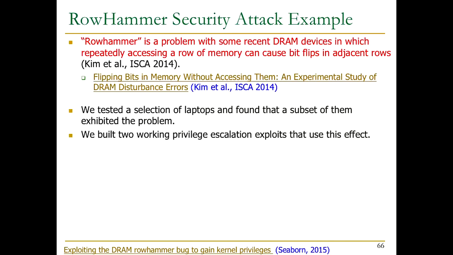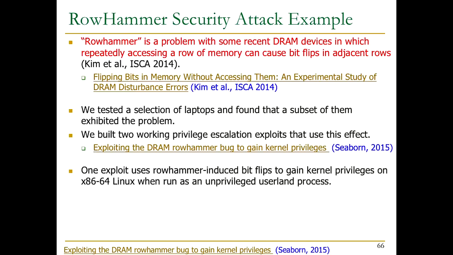Basically, at the user level, first of all, what they did was they took our test and developed it further such that they could hammer a row from both sides. So if you have a row over here, and you're hammering the physically adjacent one at the bottom and the physically adjacent one at the top, you can get more errors. So they were smart. And they were able to induce these bit flips to gain kernel privileges when you run their program as a user-level process.